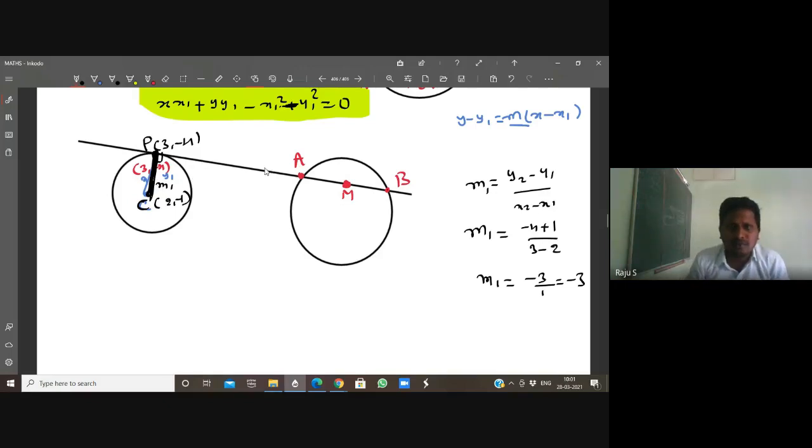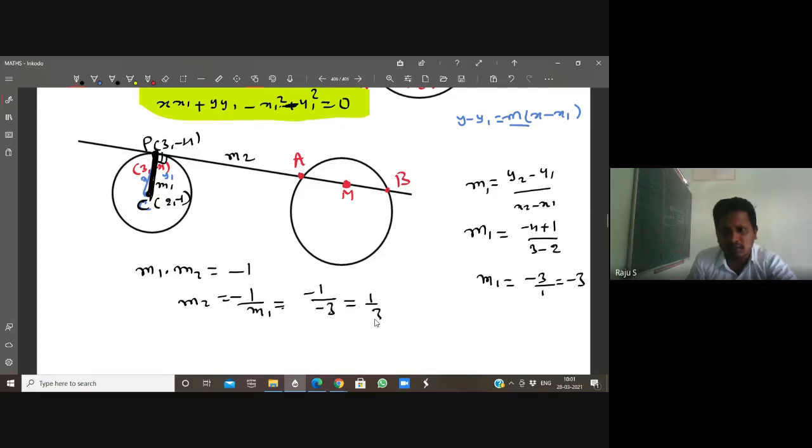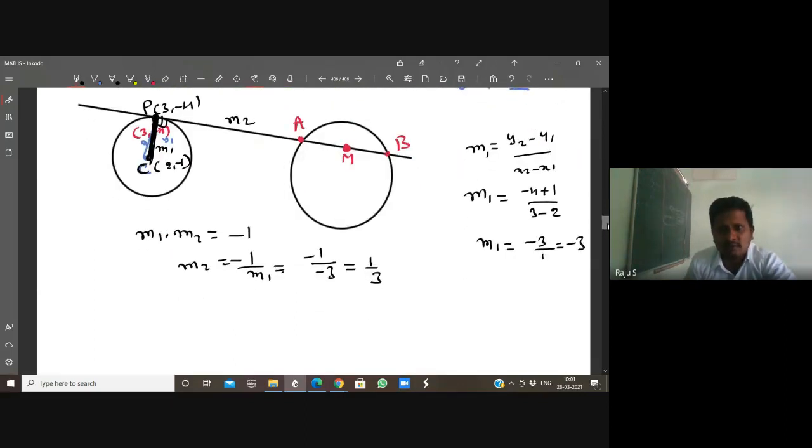If I take the slope of PA or PB as M2, both will be perpendicular to each other. So M1 into M2 is equal to minus 1, so M2 is equal to minus 1 by M1. What is the M1 value? Minus 3. That is clearly 1 by 3. The M2 value is clearly 1 by 3.